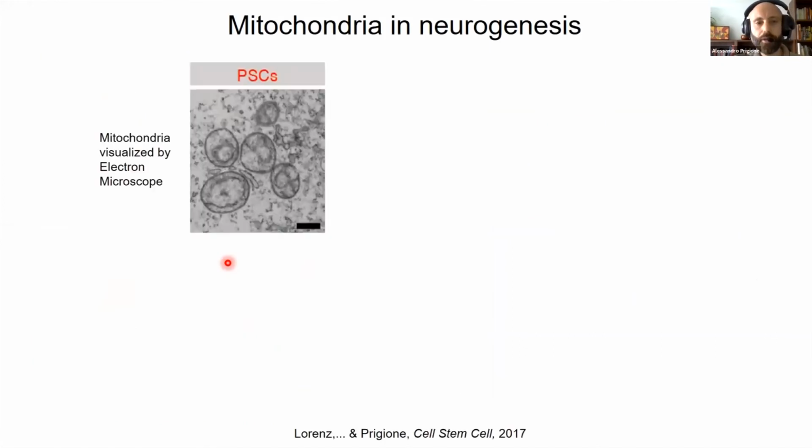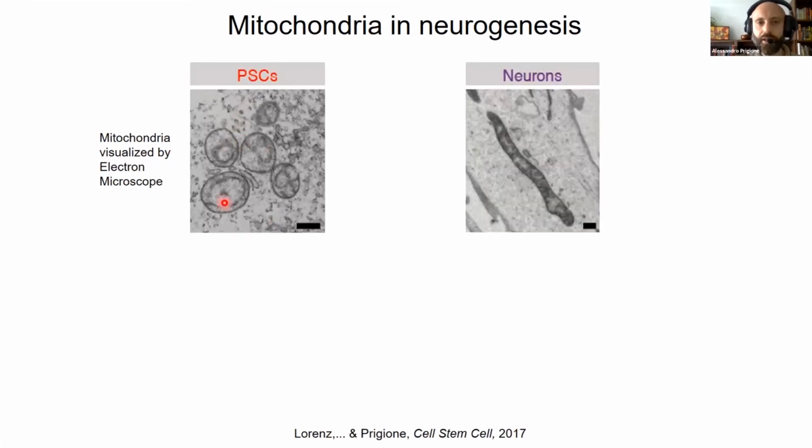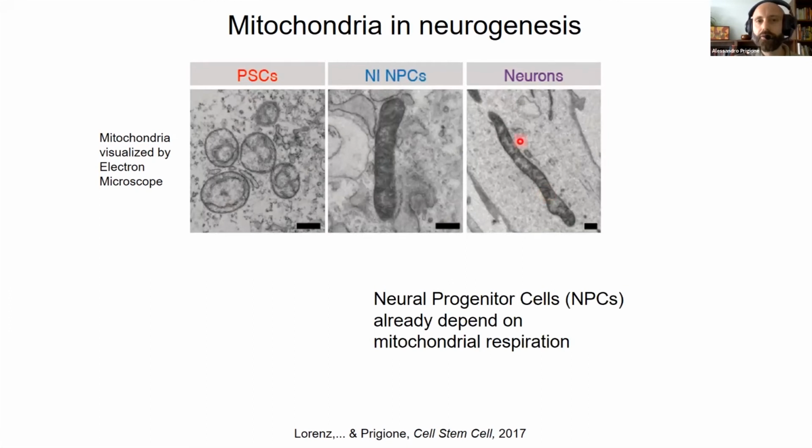And what we found before is that, in fact, this is iPS cells. These are the mitochondria in iPS cells, and these are mitochondria in neurons, which are more mature. We found that already neuroprogenitor cells have mitochondria with dense cristae, which are the site of OXPHOS, suggesting they are depending on OXPHOS.